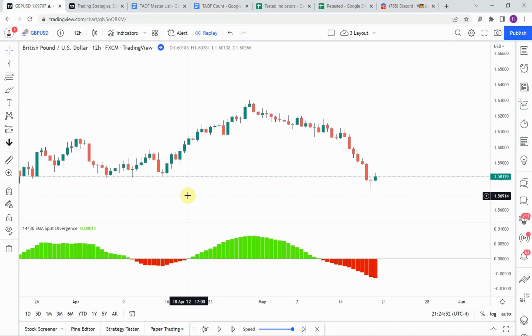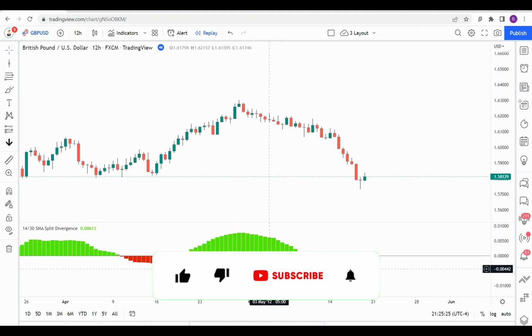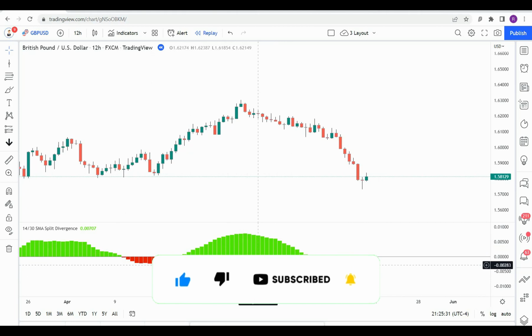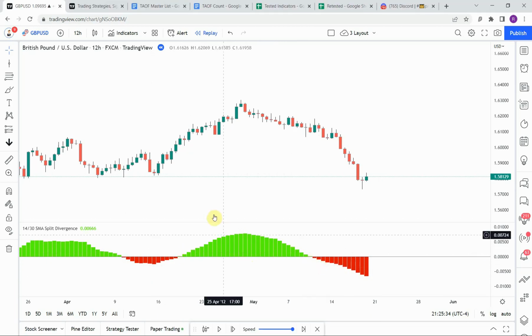Okay, so today we will be looking at the advanced testing of the 14/30 SMA split divergence indicator. And you can see it here on the bottom of the screen. Basically, the indicator is a zero line cross histogram style indicator. Probably more columns than histogram. Histogram tends to be thinner lines than the columns, which have these big thicker lines to them. But nonetheless, again, it is a zero line cross. And so we have crosses to the downside and crosses to the upside.